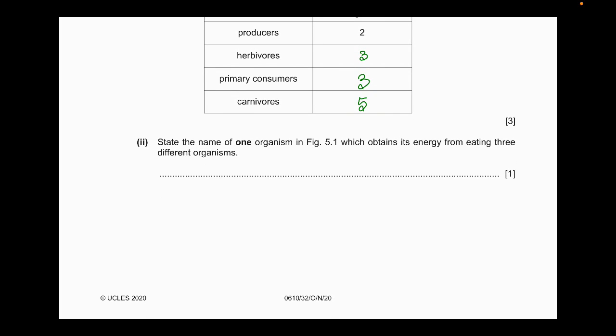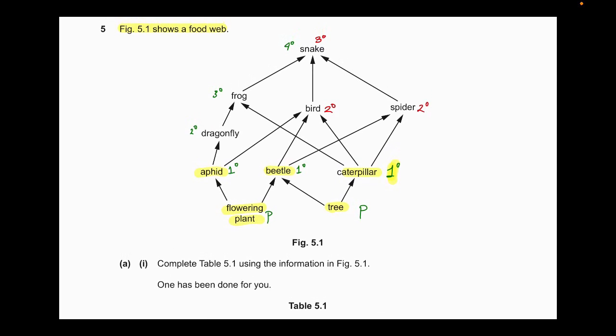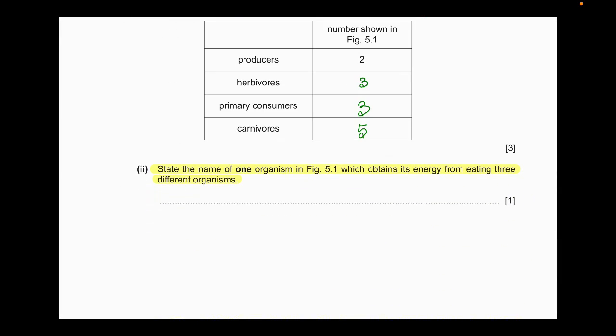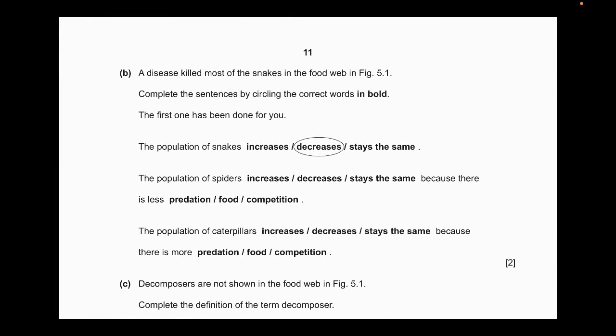State the name of one organism in figure 5.1 which obtains its energy from eating 3 different organisms. Definitely snake, or we can say bird. As you can see, it can be snake, it can be bird, so we can just write the name of both of them. Bird, snake, just write any one of them.